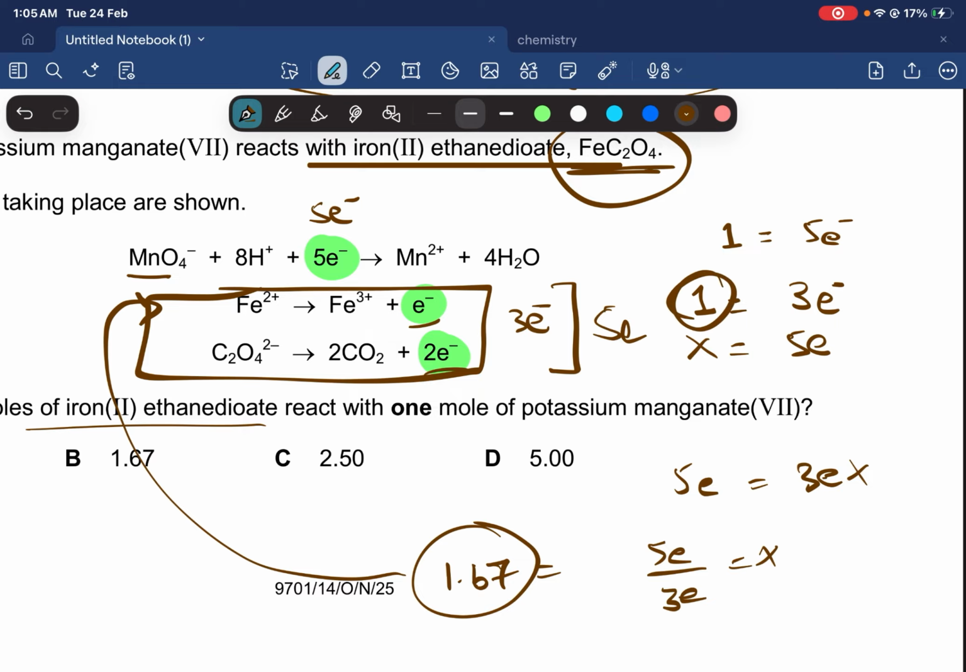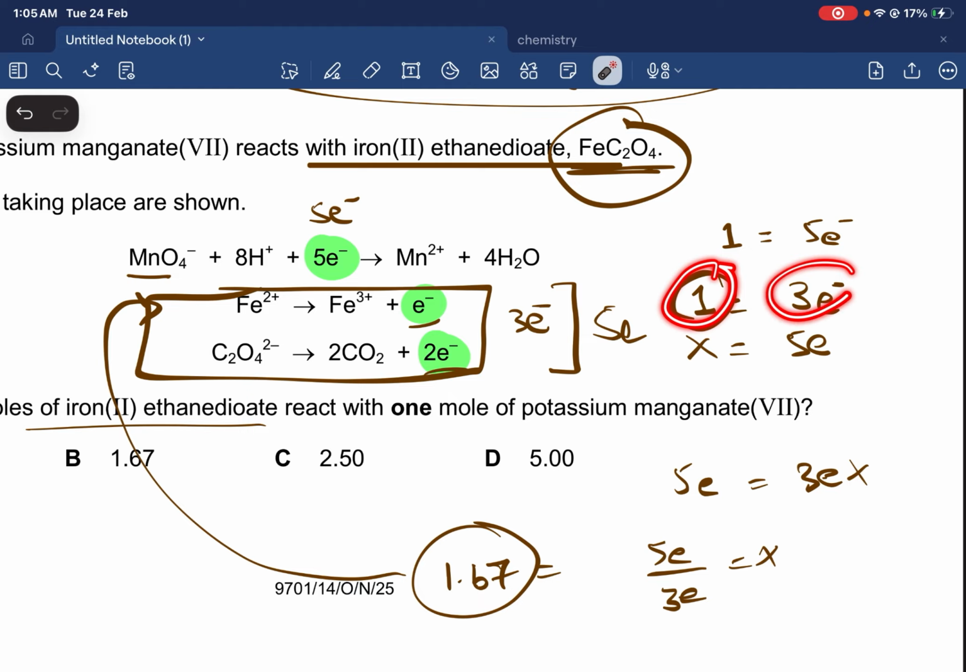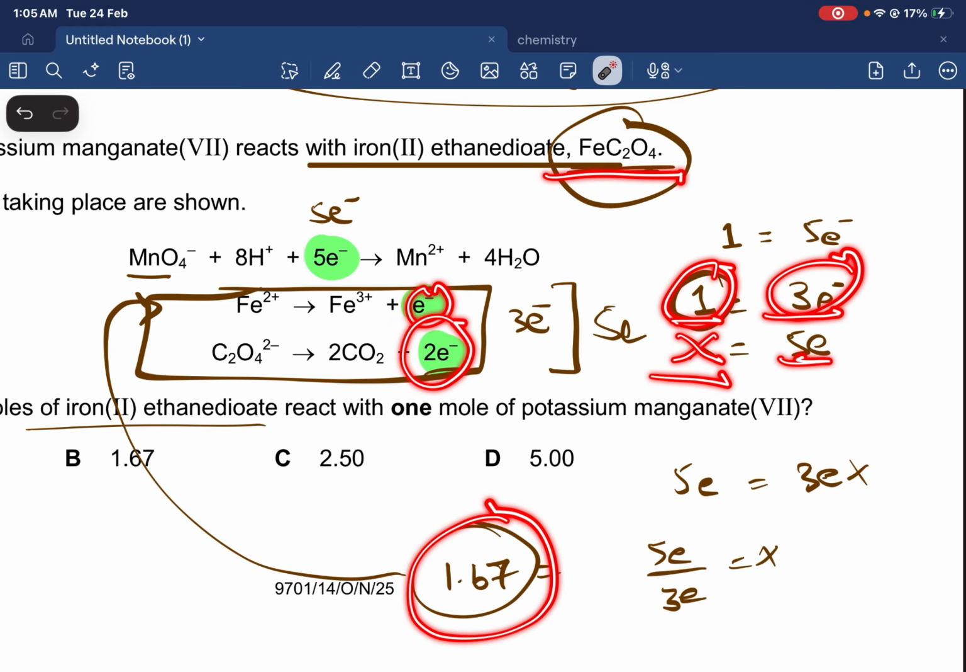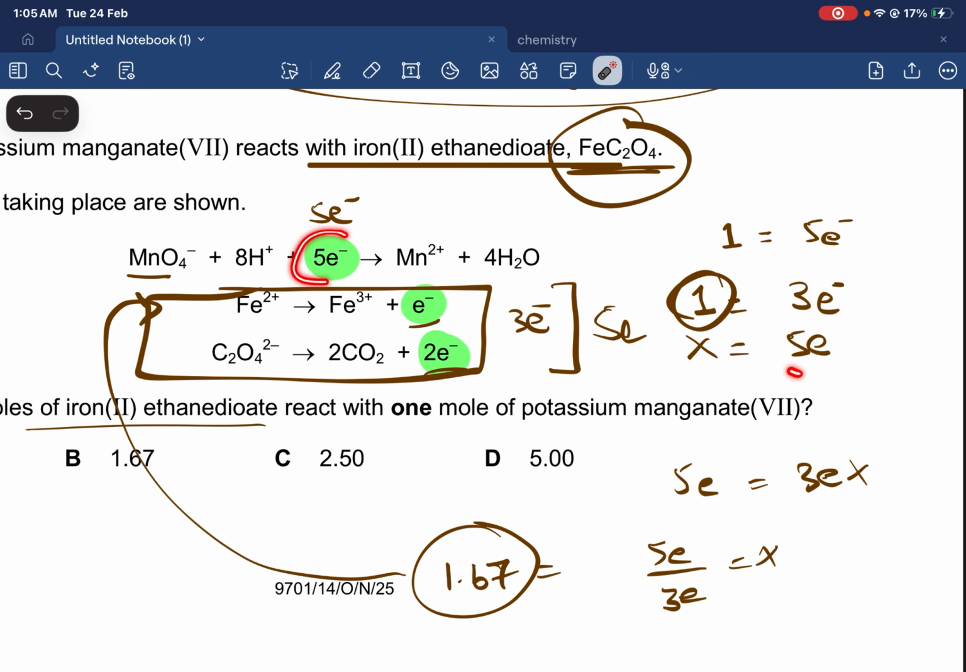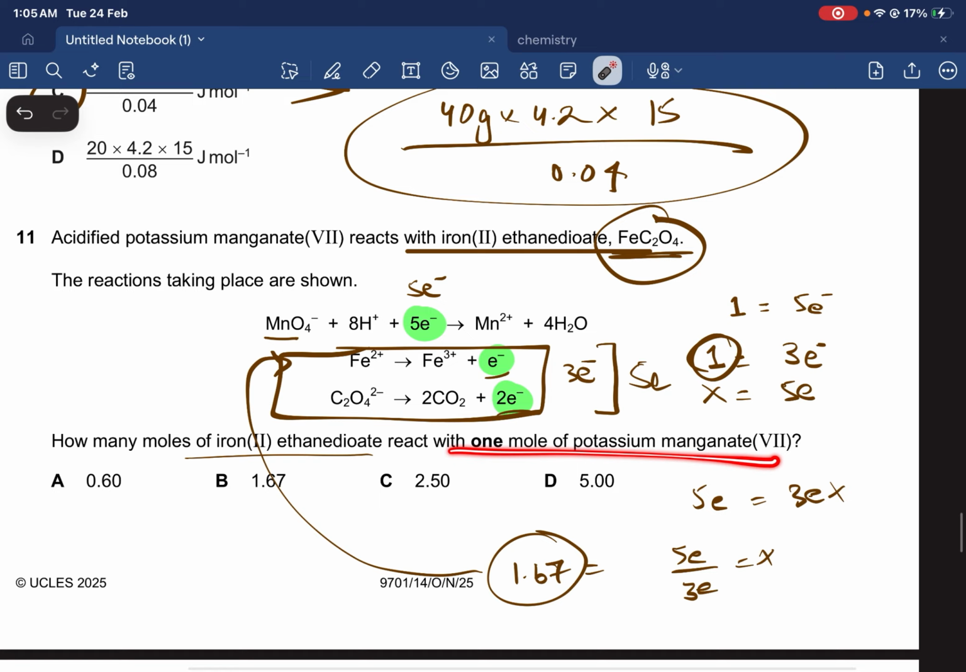Because 1 mole, look at my ratio, generates 3 electrons: 1 plus 2, 3. 1 mole generating 3 electrons. So 5 electrons are going to be generated by x moles of FeC2O4. That comes out to be 1.67. How do I know I need 5 electrons? Because 5 electrons are being gained, so obviously 5 need to be lost. So with 1 mole of potassium manganate, I need 1.67 moles of this thing to lose 5 electrons so it can gain 5 electrons.